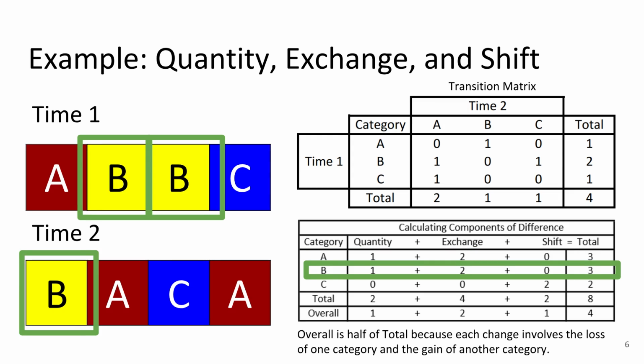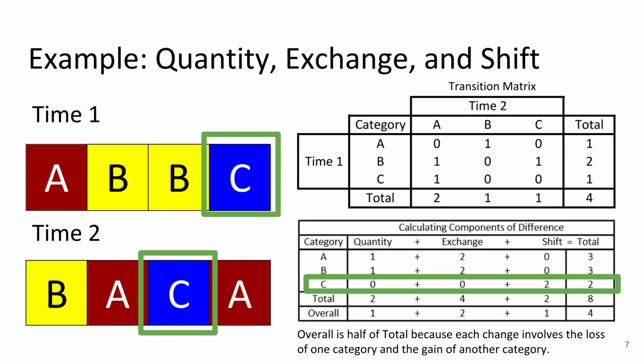B is involved in 3 pixels of change. There are 2 pixels of B at time 1 and 1 pixel of B at time 2, resulting in a quantity difference of 1. The remaining 2 pixels of change for B are due to exchange, as B transitions to A while A transitions to B.